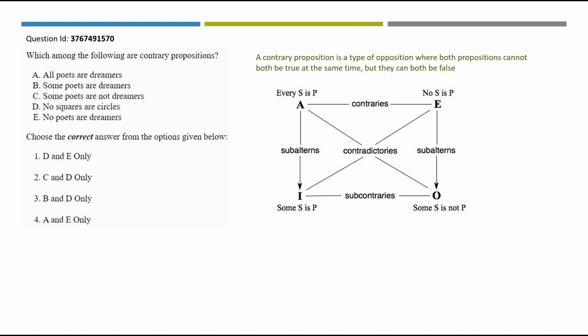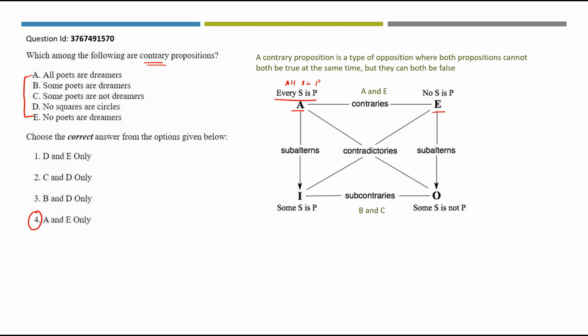So let's take the usual contrary, contradictory, subcontrary mapping here. Every S is P can also be taken as all S is P. So here we can pick all poets are dreamers. They are asking for contrary here, so we'll pick only A and E from this particular mapping. So what is E here? No S is P. It means no poets are dreamers. A and E are the contrary propositions. Option number 4, A and E, will be the right answer. So in contrary we have A and E.